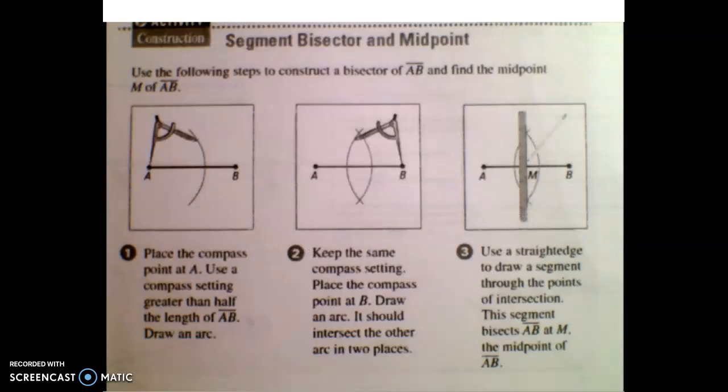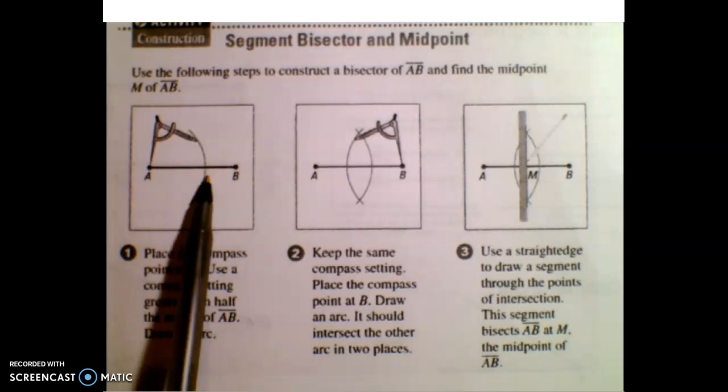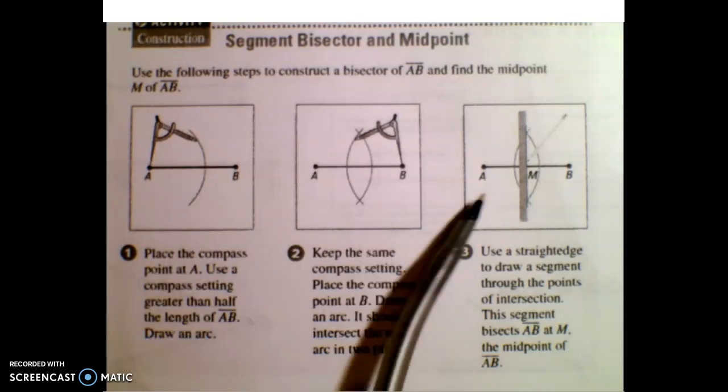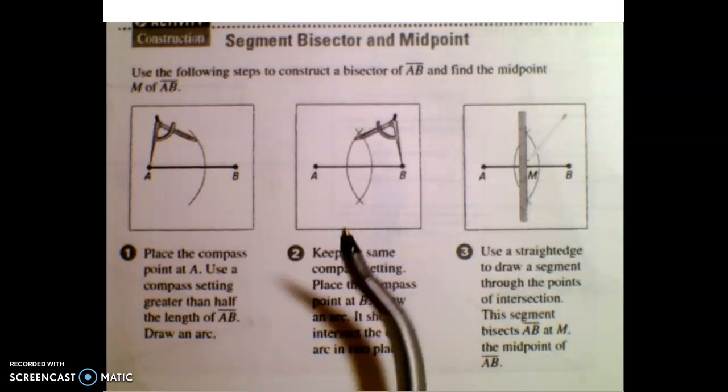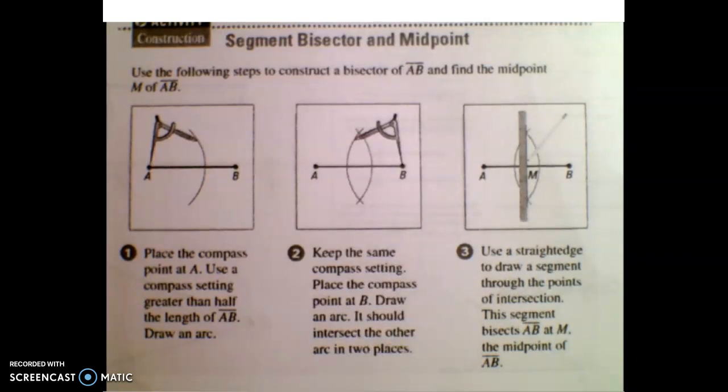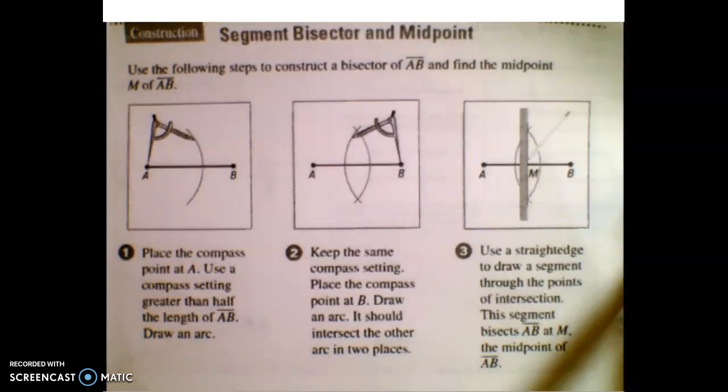The third construction we're going to do today is to bisect a segment and find the midpoint. So the steps are here. You can see step 1, step 2, step 3. And you'll have those steps right on your paper, right above, so you can see what's going on. You're going to practice on the paper below.